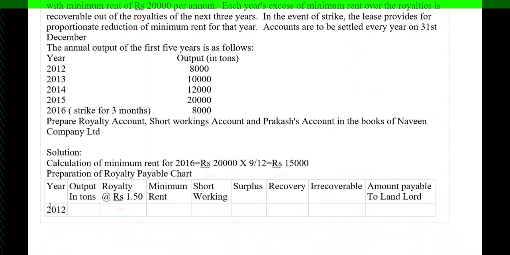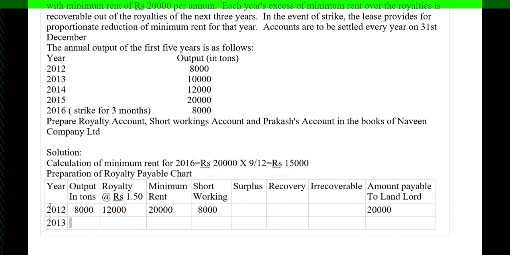So 2012, the output is given as 8,000 tons. So the royalty here will be rupees 12,000. The minimum rent is rupees 20,000. So short working will be 8,000. There is no surplus, there is no recovery, so amount payable will be 20,000.